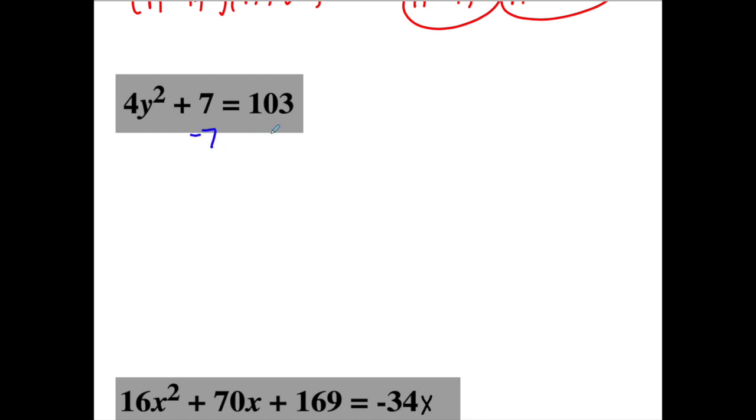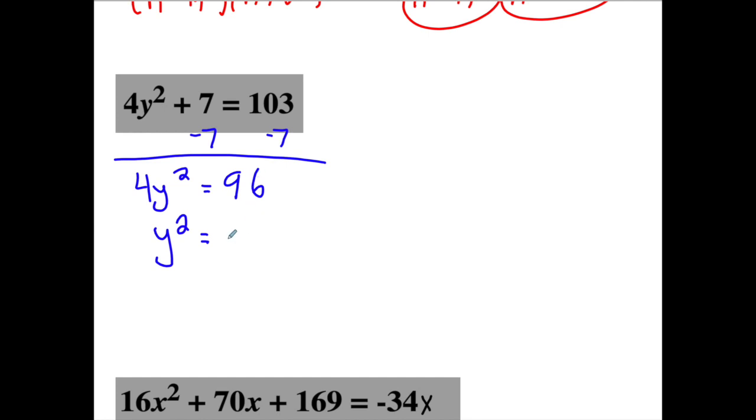So I'm going to subtract 7 on both sides. This is an important skill, and you never know when you can just simply solve a problem using this. So I do 103 minus 7, and that brings me to 96 because I have 3 and then another 4. Now I'm going to divide by 4 to get y squared alone. 4 times 2 is 8, remainder 1. 4 times 4 is 16.